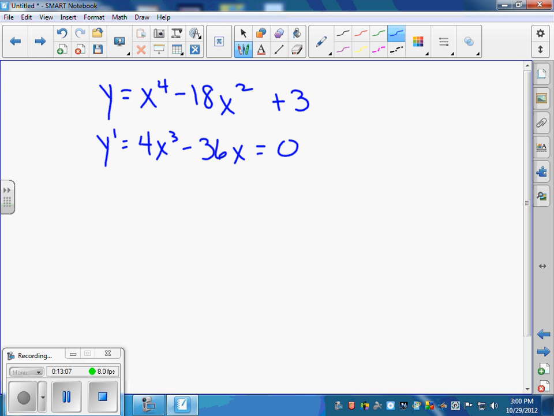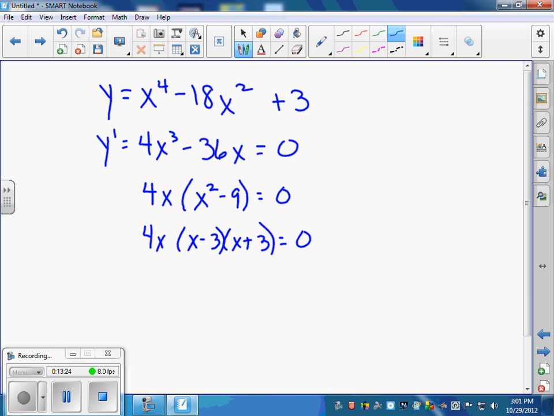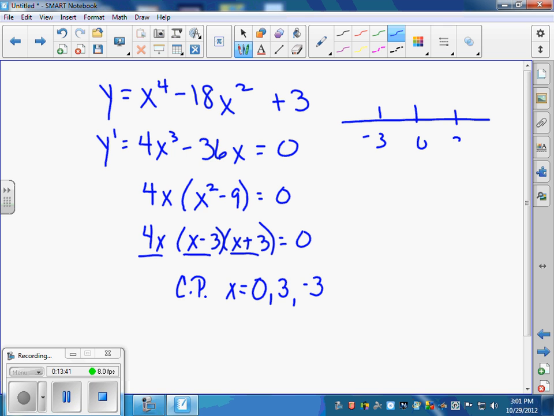Now we're going to look to factor. We've got 4 and 36, so we can take out a common factor of 4. We've got x cubed and x, so we can take out an x. That's going to leave me x squared minus 9, which again is a difference of squares. X minus 3, x plus 3. And now we get our critical points. So what would make 4x equal 0? 0. X minus 3 would be positive 3, and x plus 3 would be negative 3. So we're going to do our sign chart using 0, negative 3, and positive 3.